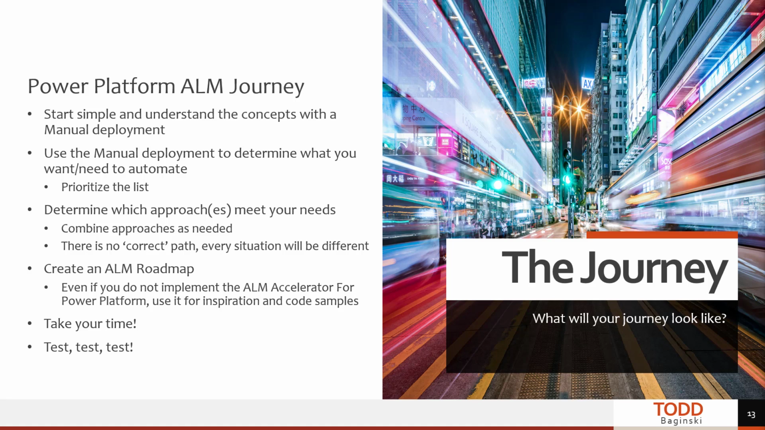So after you do the manual deployment, then you can say, okay, what do I need or want to automate here? And then prioritize it. Start on the things that are the most important to automate and get them done. See how things are going. Maybe you find that's enough automation for your process and you don't actually need to go to the other things on your list. Maybe you need to get everything done on your list. You'll know that better than me, but get your list prioritized and then go from there.